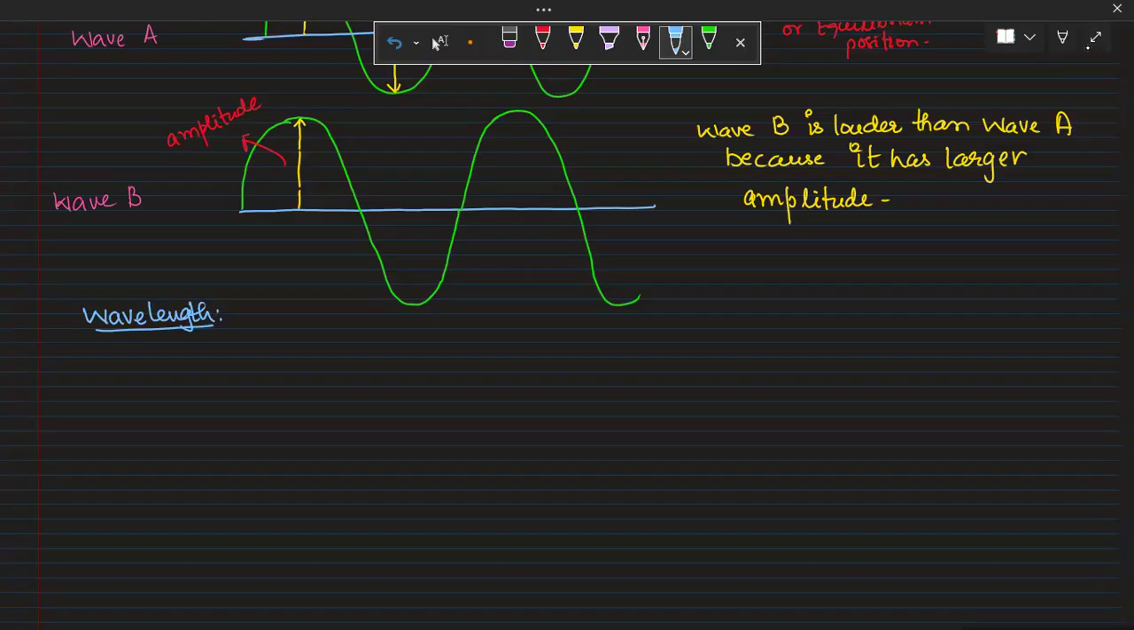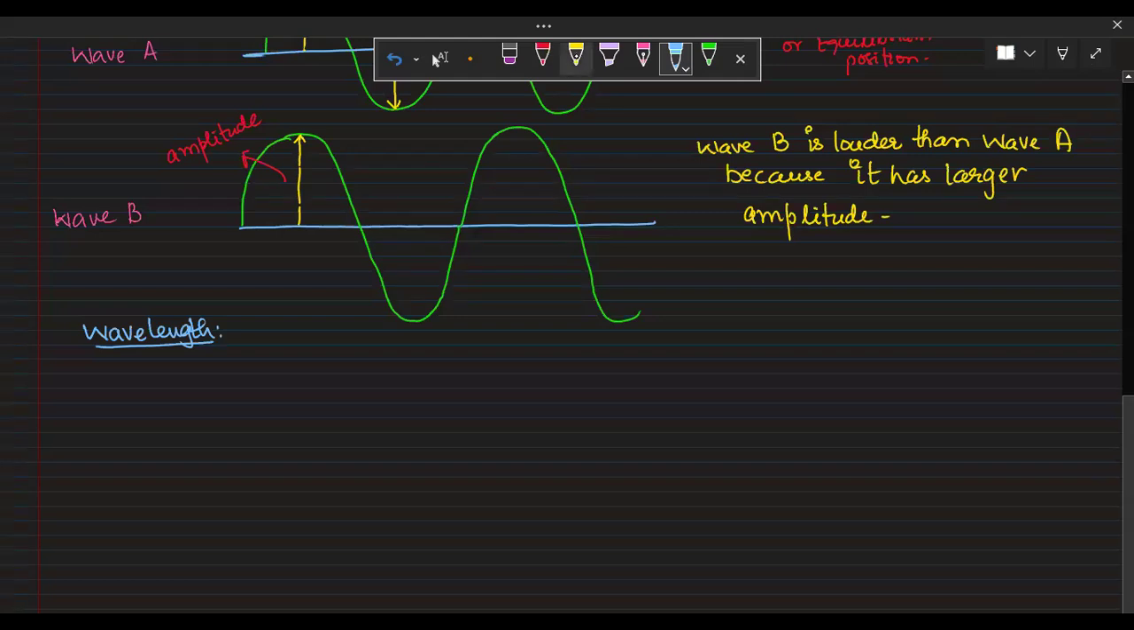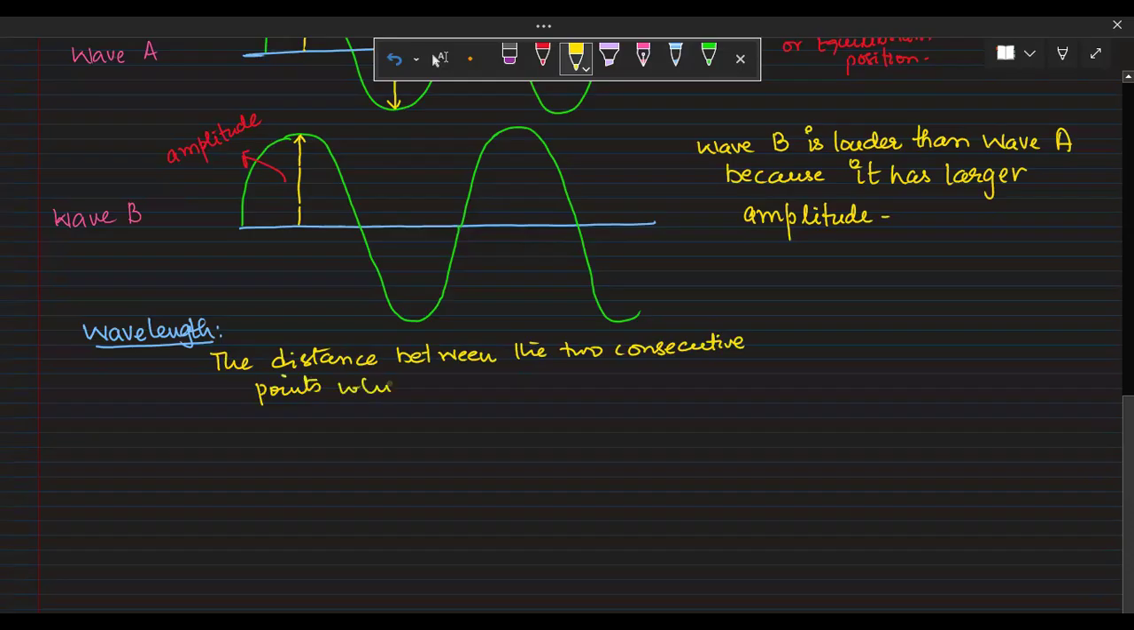So now that is the actual concept of the wavelength, right? Marine, could you please tell me what the wavelength is? The distance between two consecutive points which are in phase.